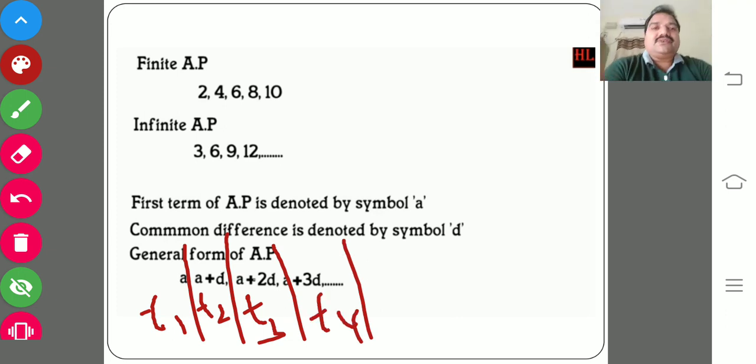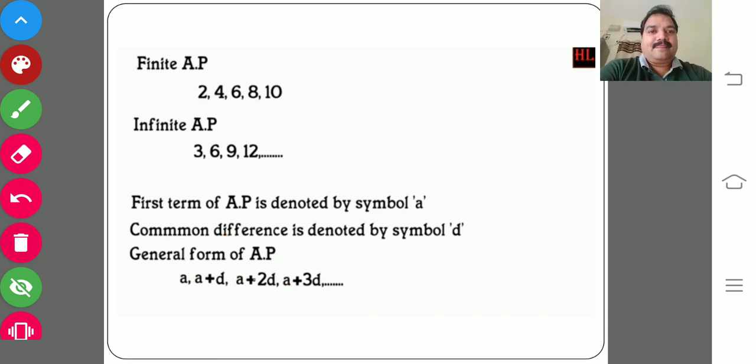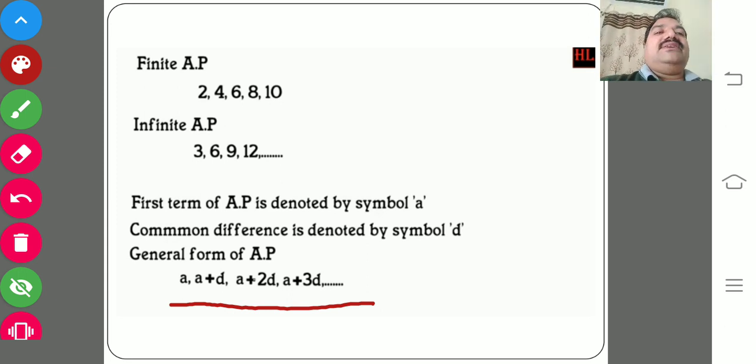So T1 equals A, and when the constant number is added to term 1, you get term 2. If you want to write term 3, the fixed number D should be added to the preceding term, T2. If you want to write T4, add D to the previous one, T3 plus D, which is A plus 3D. That's it. So this is very, very important. The general form of AP is A, A plus D, A plus 2D, A plus 3D.